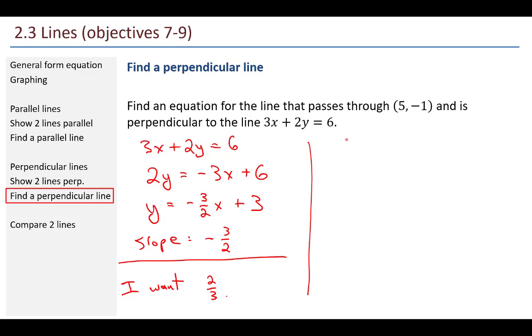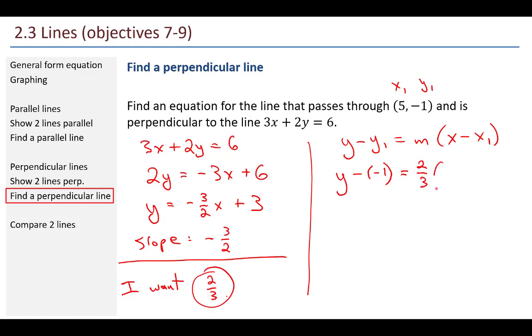Alright, so let's make my line. I need the point-slope form: y minus y1 equals m times x minus x1. So what is my y1? My y1 is -1. Y minus -1 equals, now the slope I'm going to create is the 2/3, times x minus, and my x1 was 5. And then just a little tidying up. We'll make that minus a -1 into a +1. And I think that's it. y equals 2/3 x minus 5. And we're done. I have found an equation.